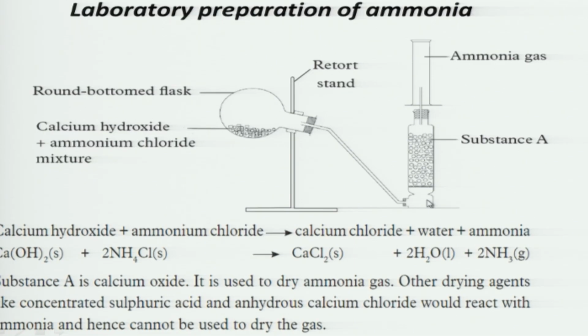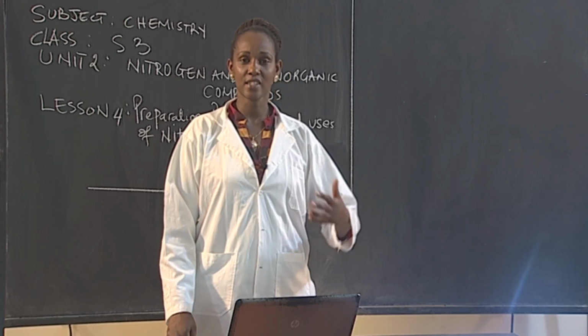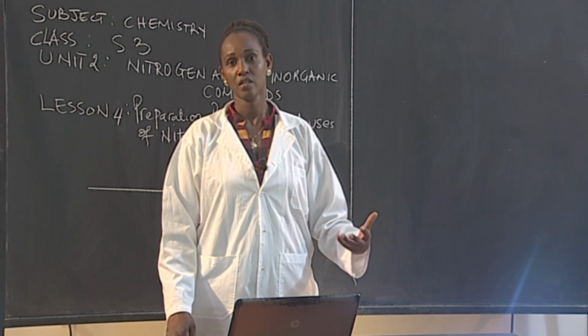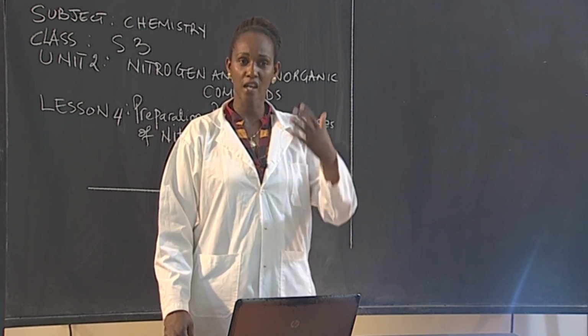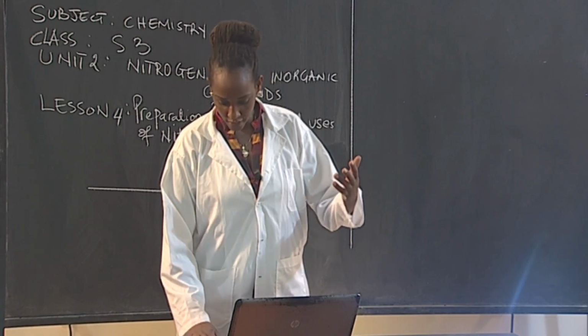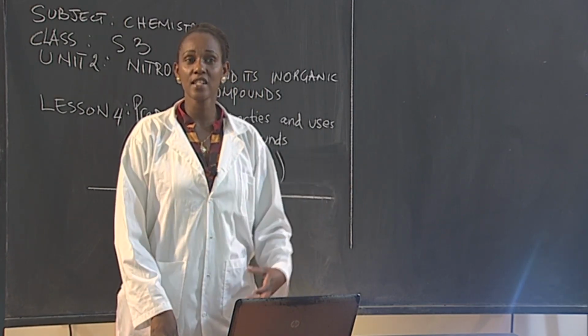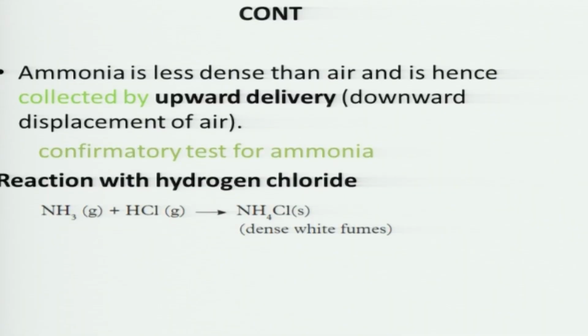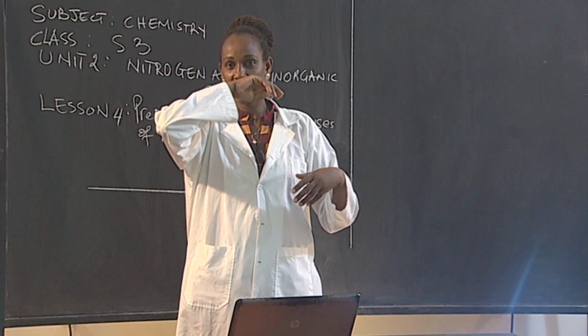I always emphasize those things. We don't just guess that it is upward delivery or downward delivery without giving a reason. We should give a reason why it is upward delivery. So it is upward delivery since ammonia is less dense than air. Something which is less dense floats. If you need to get it, you get it on top, up. Very simple for you, all right?